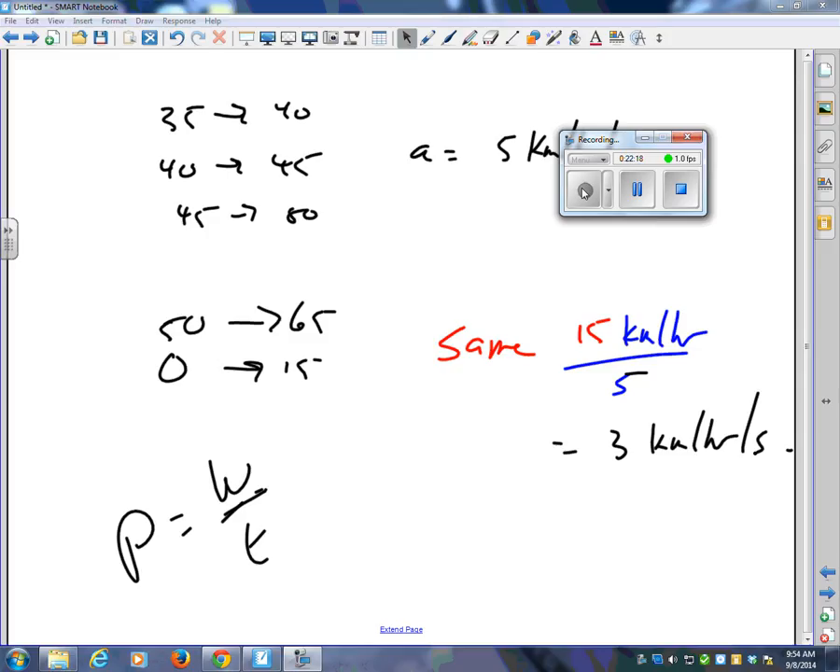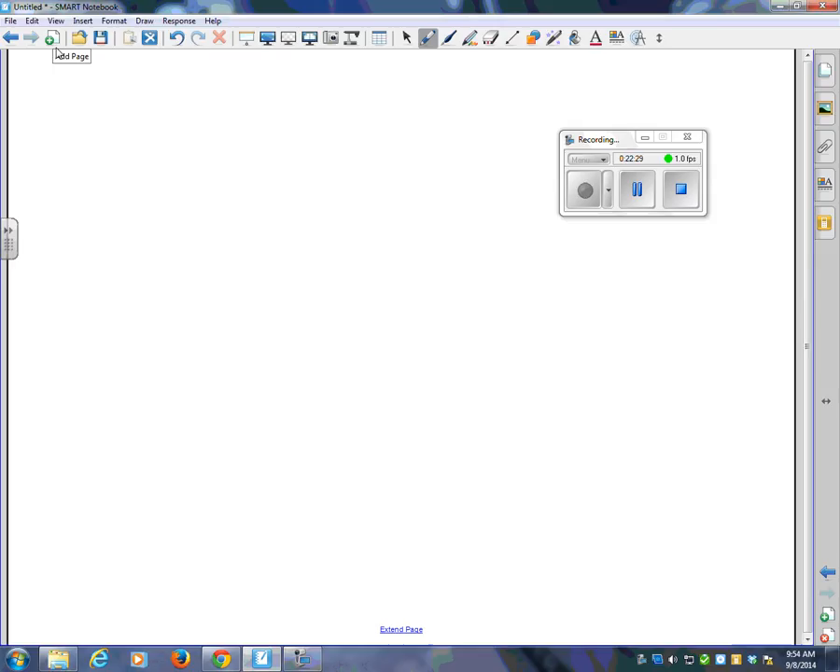Number 1A, define acceleration verbally and mathematically. So verbally they want something like acceleration is the change in velocity over time, and mathematically they want something like a equals delta v over delta t. What type of quantity is acceleration? It is a vector quantity.